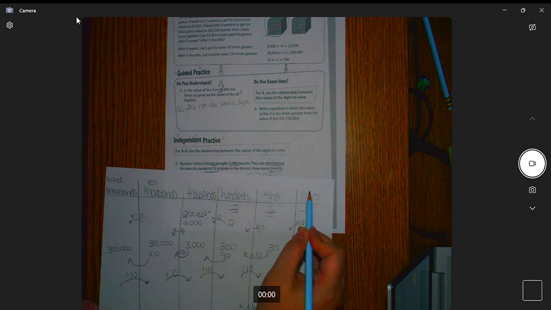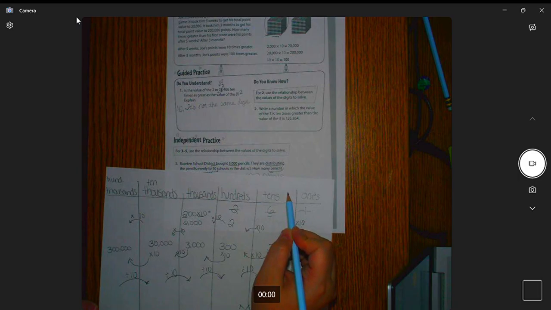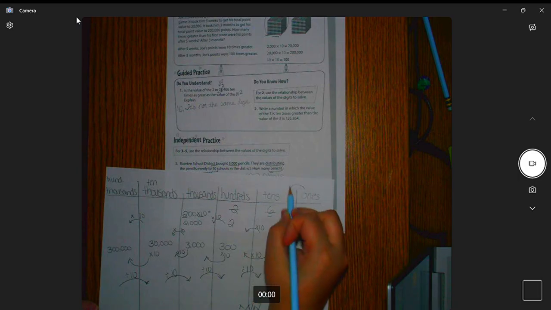I hope this has helped you. And just remember, when moving from one place to another, as long as the place increases, so the closer you get to the beginning of the number, each jump is going to be worth 10. The closer you get to the end of the number, you're going to divide by 10. So again, each jump is times 10 if you're going towards the front of the number. If you're going to the back of the number, you're dividing by 10.